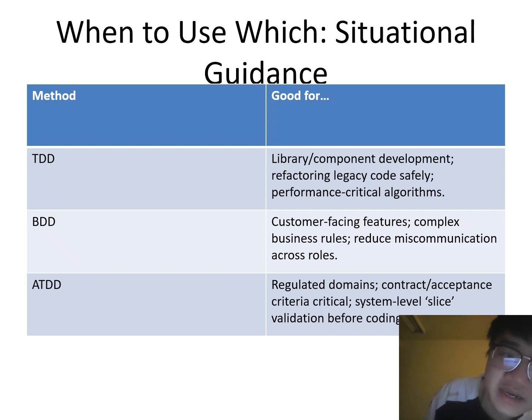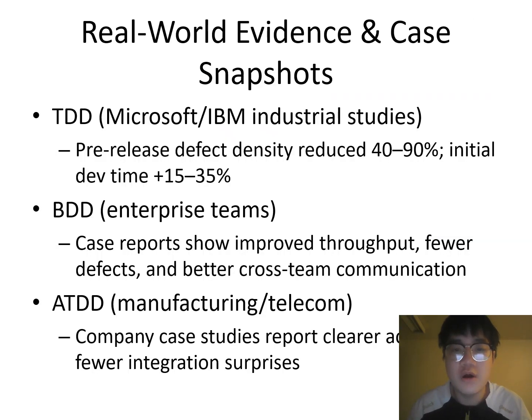Okay, this is another table. It's about what each is good for, the advantages. You can leverage customer-facing, regulated domains. You can choose the tools you want in this table. It's good for your customers. Okay, real-world evidence and case examples. For TDD, BDD, and ATDD, you can get some more information in this because in the front I introduced them.